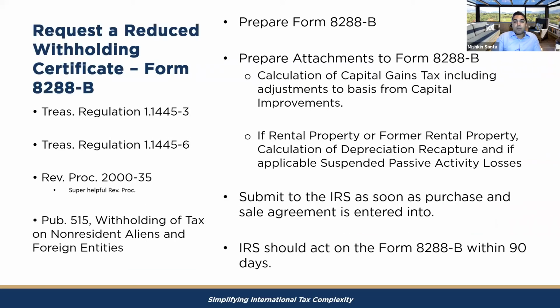So the first is requesting a reduced withholding certificate. And there's a lot of Treasury regulations. There's a super helpful Rev Proc that kind of explains the whole process here. And there's even a Publication 515 that tells you exactly how to do this. But the way it's going to work is you're going to prepare Form 8288-B.